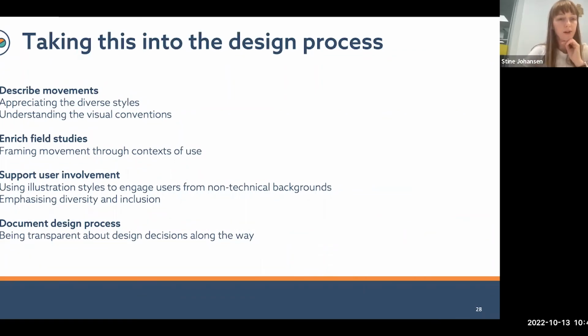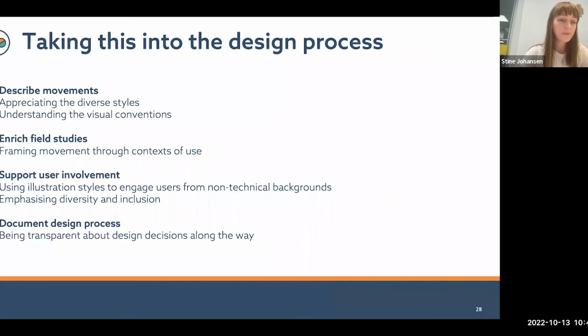So that leads to the third point, which is supporting user involvement. So if you're using coordinate frames, that might be a high barrier for people from a non-technical background to understand the movement that you're designing. So if you want to engage with end users from non-technical backgrounds, it could be really helpful to think about how different illustration styles support discussions between different kinds of people, people from different kinds of backgrounds. And that also emphasizes the importance of diversity and inclusion in our visual representation.